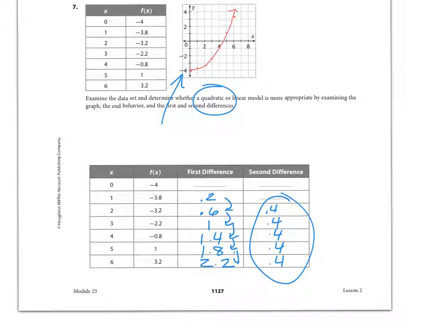So that's why you can't always just look at a graph and determine, because you've got to see more of the graph to know exactly what it is. So that's that end behavior and seeing what's happening here. Okay, let's keep going.